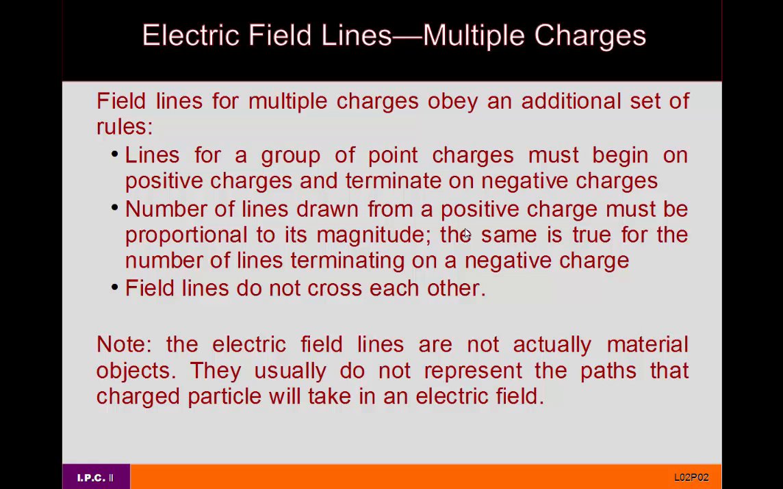And before I go on to show a few simple field line configurations, I should note that the electric field lines themselves don't really represent any material object. They don't represent, for example, the path that a charged particle will necessarily take in an electric field. They just represent locally the direction and to some extent the magnitude of the electric field.